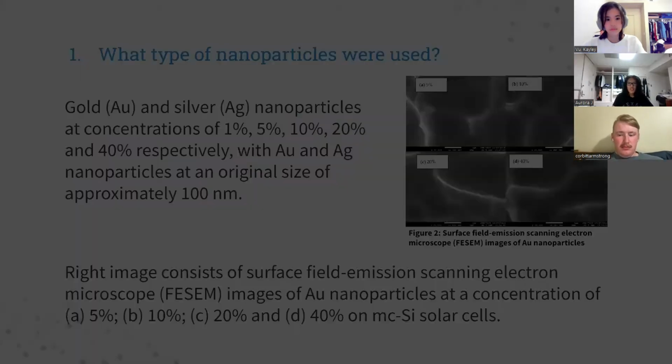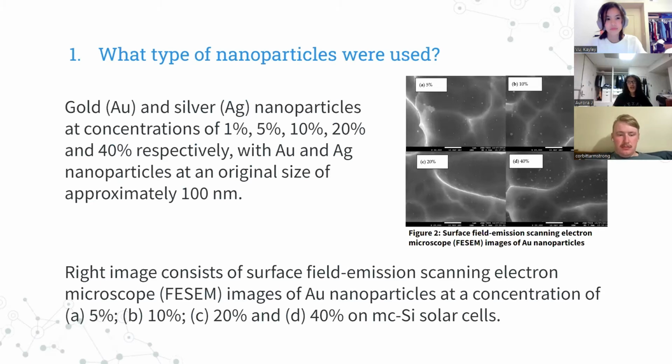Okay, so moving on to the first slide, which is us answering the question of what type of nanoparticles were used. The nanoparticles that were most commonly used were gold and silver nanoparticles specifically. This is because they are the most widely used materials as their surface plasmon resonances are located within the visible range. This makes them interact more strongly with the peak solar intensity. The concentrations that they were used most commonly with were 1%, 5%, 10%, 20%, and 40% respectively, with gold and silver nanoparticles at an original size of approximately 100 nanometers.